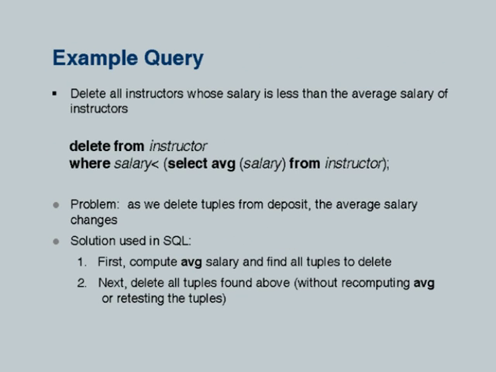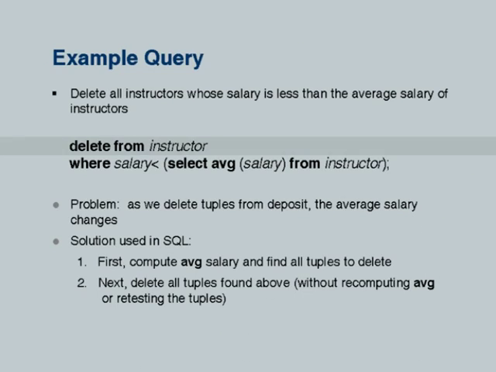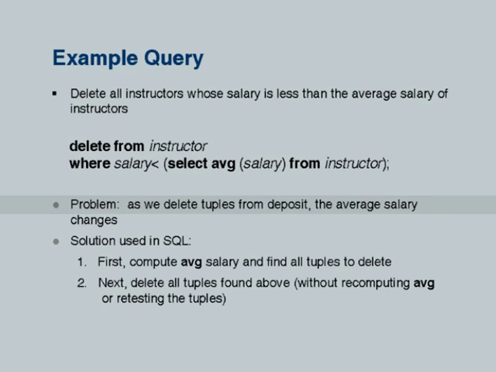Now here is another query which is interesting. Delete all instructors whose salary is less than the average salary of instructors. So how do we do this? Well, here is a simple way of writing it. Delete from instructor where salary less than select average salary from instructor. Note that this is a scalar subquery, because it returns a single value. It is used in an expression where you expect a single value. The right hand side of less than would be a single value here. So now average salary for instructor is a single value.